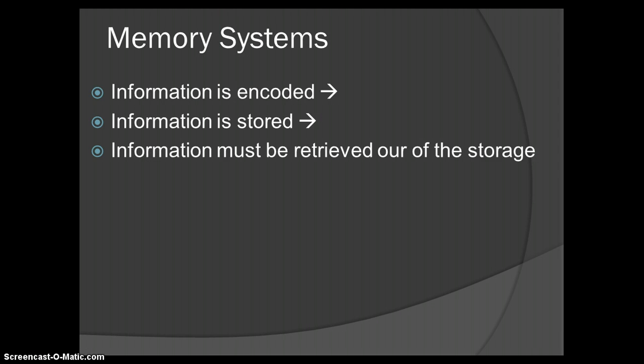Human memory is a series of active systems that receive, store, organize, alter, and recover information. So first, information is encoded into a usable form. Then the information is stored in our memory system. And then in order for us to use the information we stored, the information must be retrieved from our storage in order to be useful.